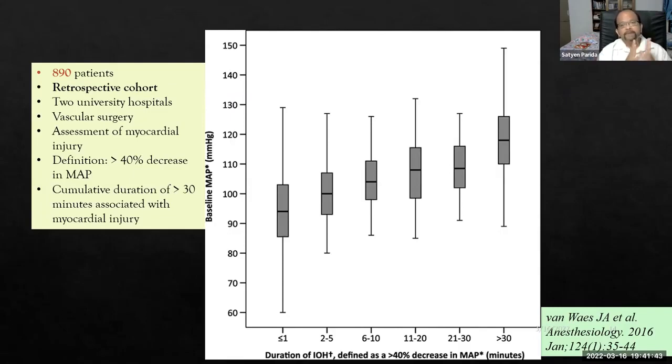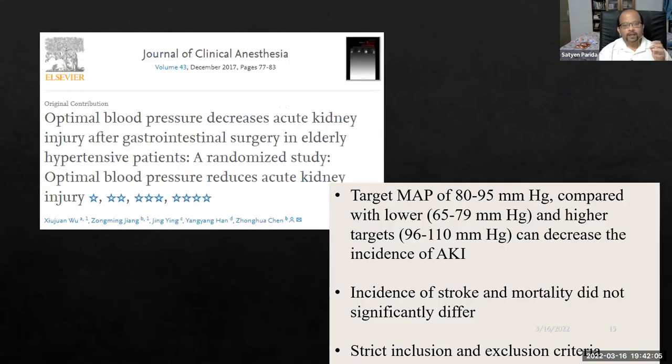Which to my mind means that, remember that this is a retrospective review study, the authors, the clinicians who were involved in the study, were actually targeting certain absolute values of blood pressure and were not really concerned with a certain percentage decline from a reference value. So we have talked so far about retrospective studies.